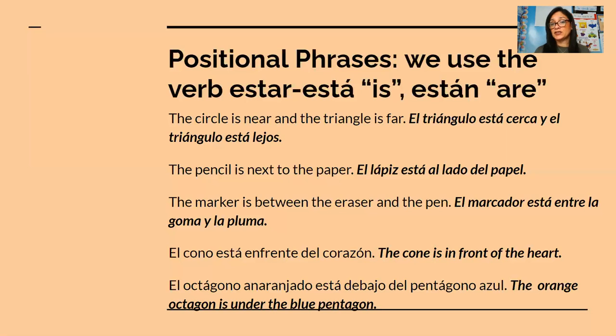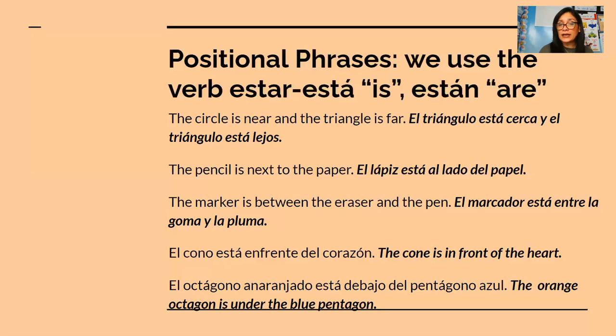The marker is between the eraser and the pen. El marcador está entre la goma y la pluma. El cono está enfrente del corazón. And that means the cone is in front of the heart.